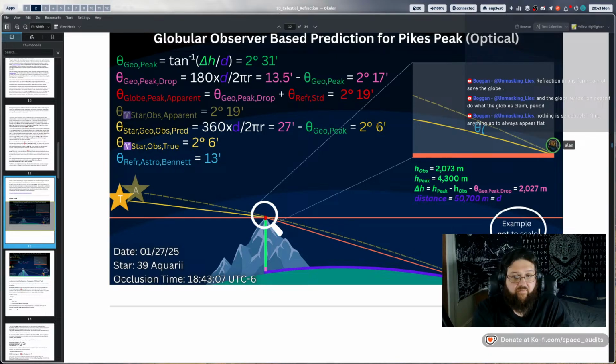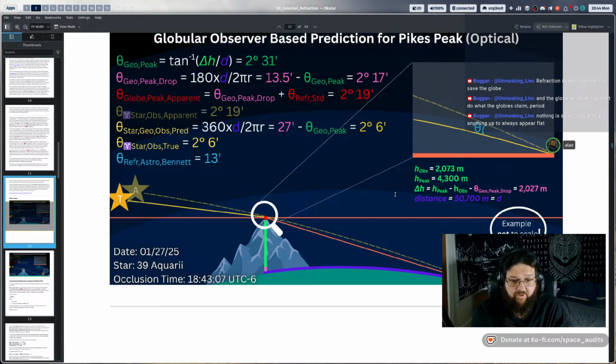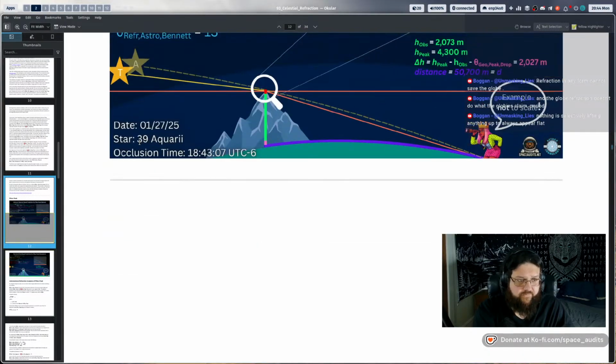The predicted location for the star, given by 360 times the distance over 2 pi r, is 27 arc minutes, subtracted from the true elevation of the angle that we derived earlier, and that gives us 2 degrees 6 arc minutes. The star's true position with respect to the observer was 2 degrees 6 arc minutes. The astronomical refraction at Pike's Peak was said to be 13 arc minutes for the observer and also for an observer if they were on the peak. So in Stellarium, it'll tell you the same amount, even though there's an elevation increase there, the same amount of refraction.